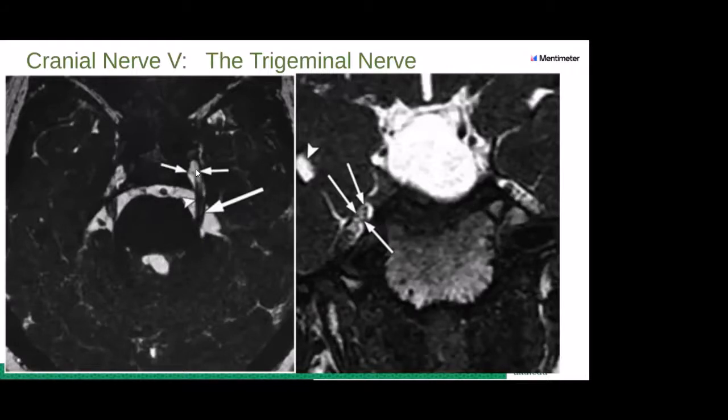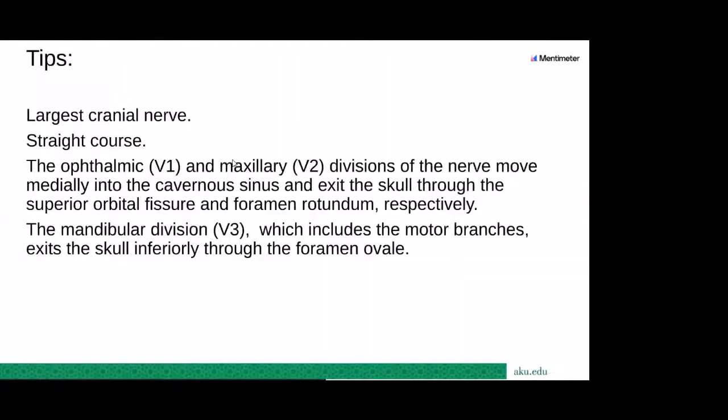So after traversing the Meckel's cave, it forms a ganglion, and then it divides into the three cranial nerves, three segments, sorry. So the ophthalmic and maxillary divisions of the nerve run medially into the cavernous sinus, and they exit the skull through the superior orbital fissure and the foramen rotundum respectively. The mandibular division is a different one, which includes the motor branches. It exits the skull inferiorly through the foramen ovale. It does not enter into the cavernous sinus.